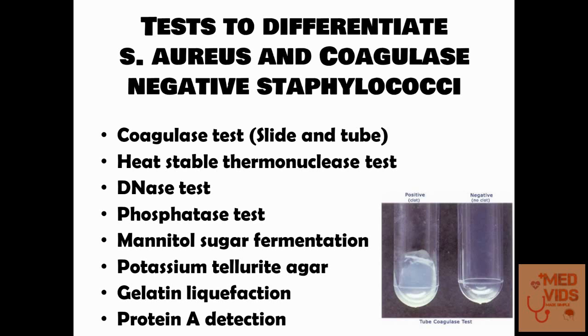In potassium tellurite agar, black colored colonies of Staphylococcus aureus are produced. By gelatin liquefaction test, Staphylococcus aureus is again positive. Protein A detection is also another test which is used to differentiate Staphylococcus aureus from coagulase negative Staphylococci.